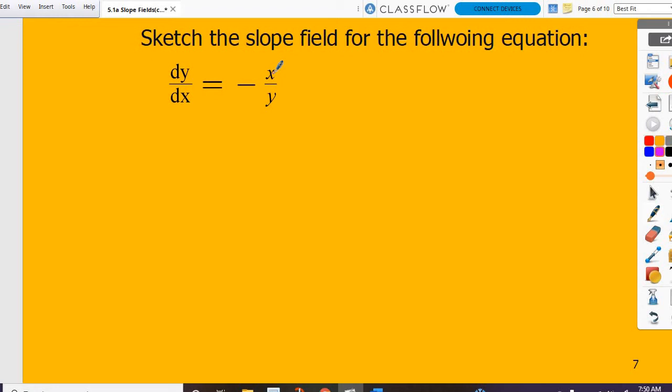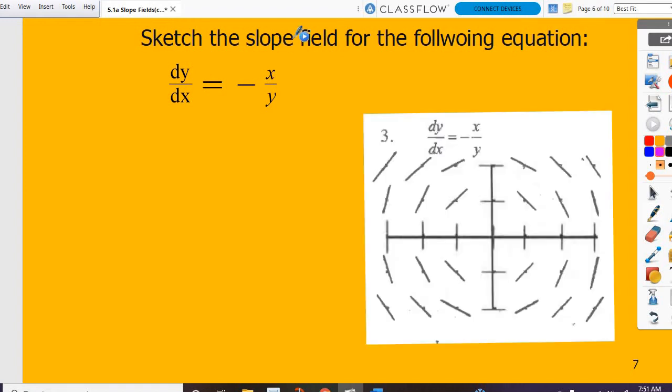So in our first quadrant, we would be negative. In our second quadrant, we would be positive. In our third quadrant, we would be negative, and in our fourth quadrant, we would also be positive. So it's going to look similar, but slightly different.